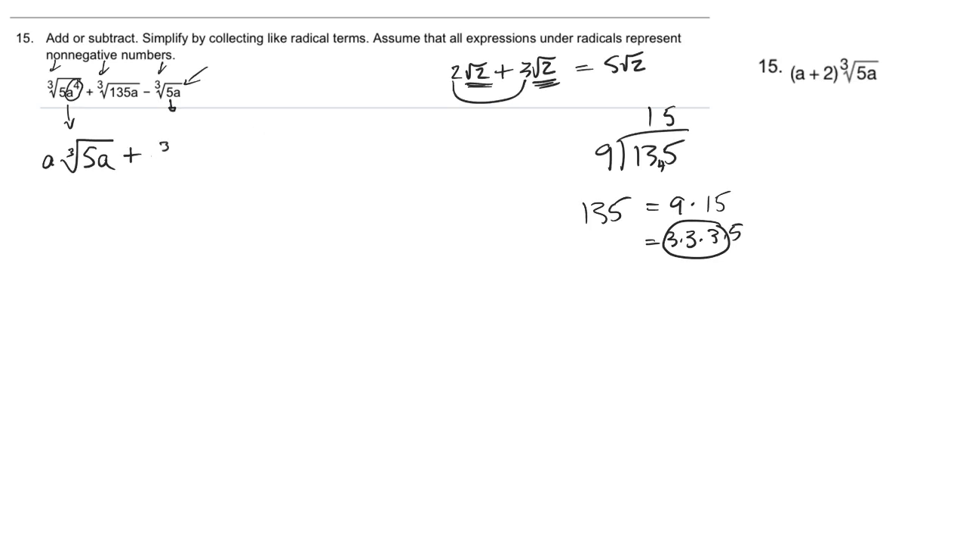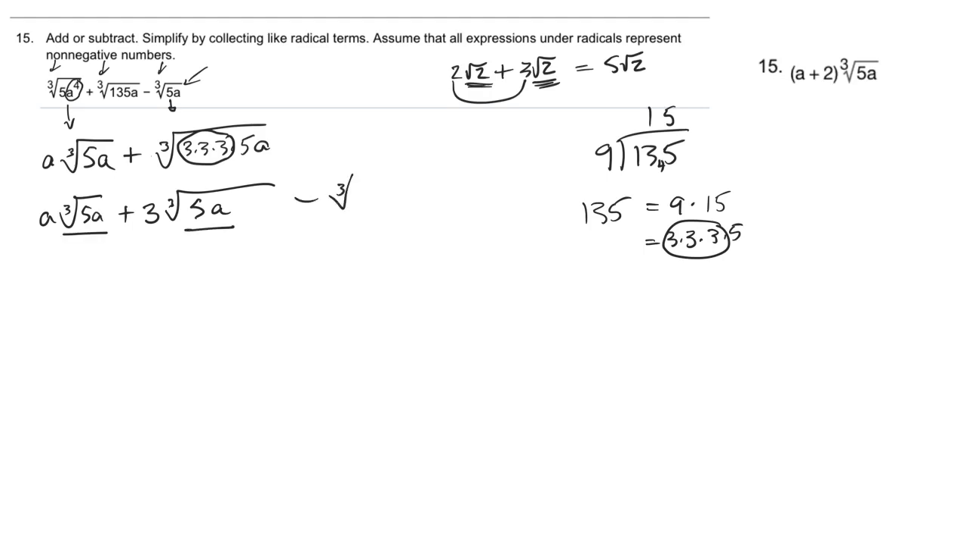So maybe I should erase this. And I'll do the cube root of 3 times 3 times 3 times 5a. And there's three 3's, so I can bring one out. So there'd be a 3 out here, and then a cube root of 5a. On the first one, I already took care of that one. 5a, same, minus the cube root of 5a over here, same.